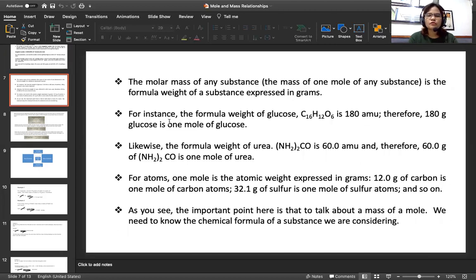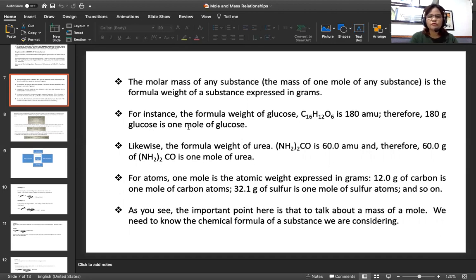Okay? So, yung molar mass ng substance, the mass of 1 mole of any substance is the formula weight of a substance expressed in grams. Halimbawa, yung formula weight ng glucose ay C6H12O6. So, saan ko nakuha tong 180 na to? Diba? 6 times the atomic mass of carbon, 12 times the atomic mass of hydrogen, and 6 times the atomic mass of oxygen. Then you add all of them, and the sum is 180 atomic mass unit. Therefore, the 180 grams of glucose is equal to 1 mole of glucose.